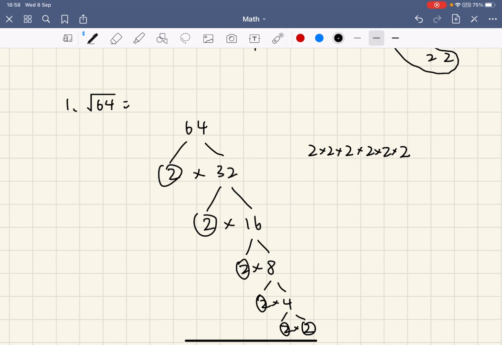And we can break it up into 2 groups. So six 2s, we can break it up into 2 groups of 3. So 2 times 2 times 2 is 8, and 8 times 8 equals 64. So the square root of 64 is 8.